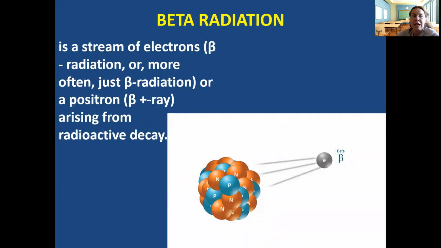Beta radiation is a stream of electrons, beta radiation, or more often just beta, or positrons, beta plus, gamma rays, arising from radioactive decay. Radionuclides with beta radiation are the most common variant of decay which we use in radionuclide treatment. It's very useful because we can use radiation with a range in the body of about 1 centimeter. We can control how we use this radiation in the tissue and organ.